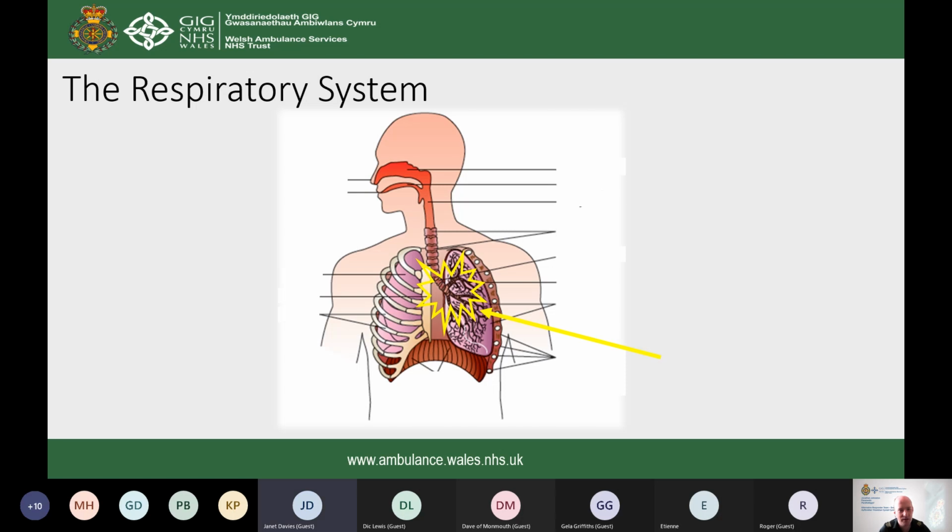There are 14 labels on this diagram. I want you to put in a number of how many you think you'll be able to name. The highest number will get the privilege of naming them. Out of 14, how many labels do you think you'll be able to do? Put it in the chat bar. Come on, I've got lots of confidence in you. If not, we have to fall back on Etienne.